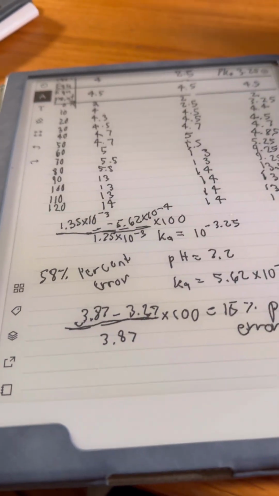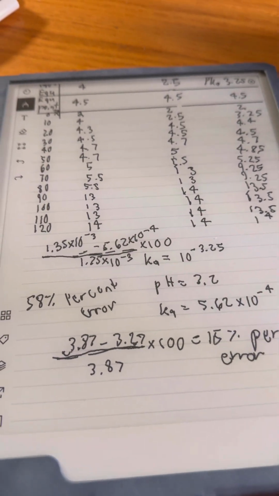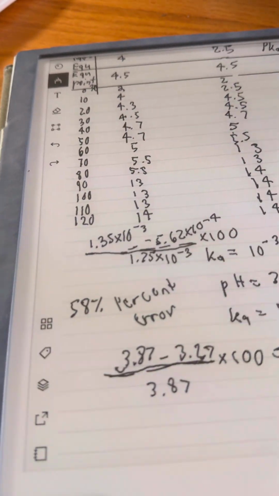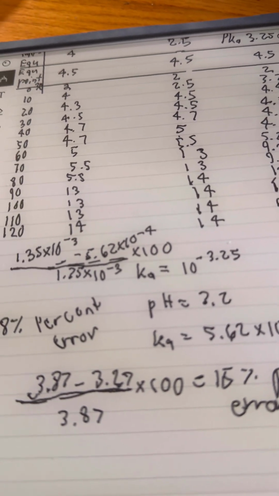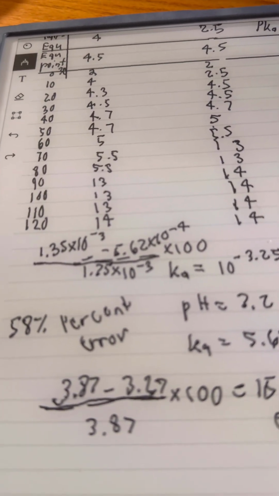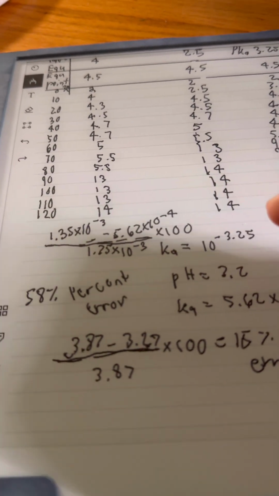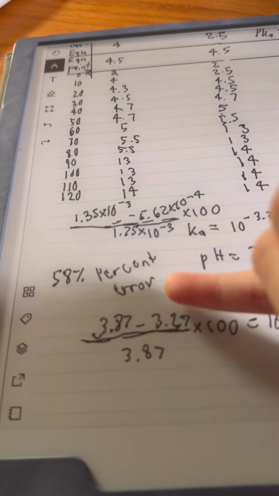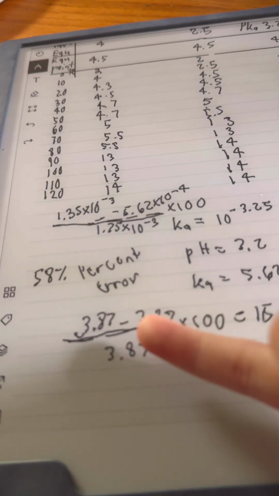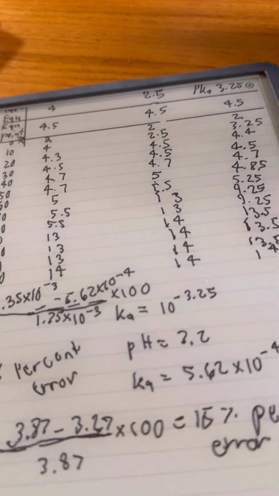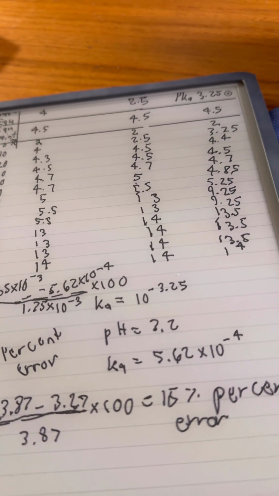And so we need to find the percent errors in this. So I've used the Ka value for monochloroacetic acid, which is 1.35 times 10 to the negative 5. I used the Ka value minus the Ka value for mine, and I've gotten a 58% error for the Ka value. And for my percent error for my pH, I used 3.87, which is the pH of monochloroacetic acid.